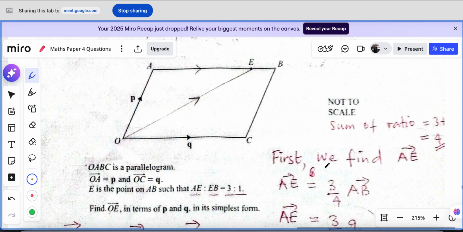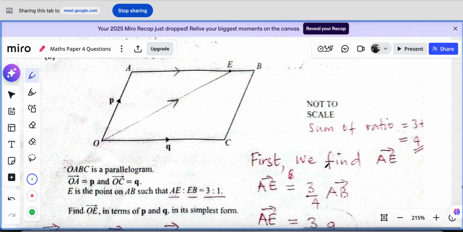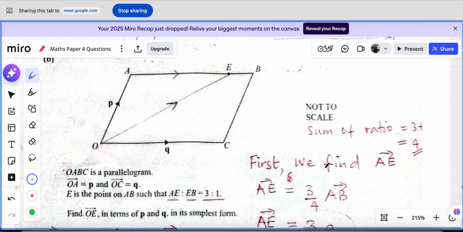Now let's go to the vector question, the big part of vector.